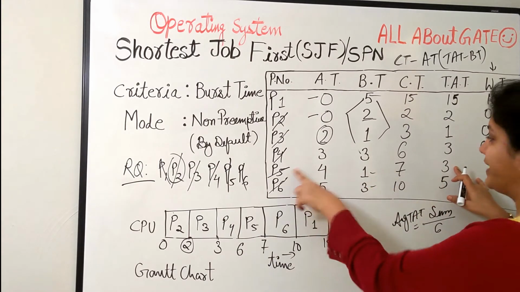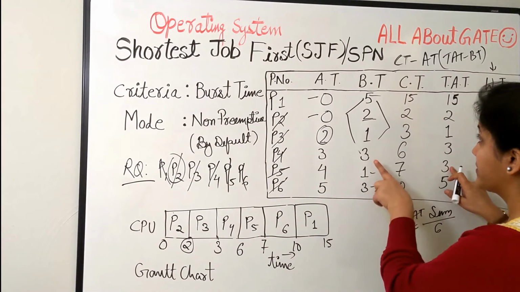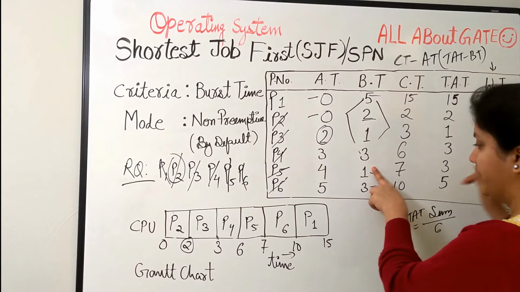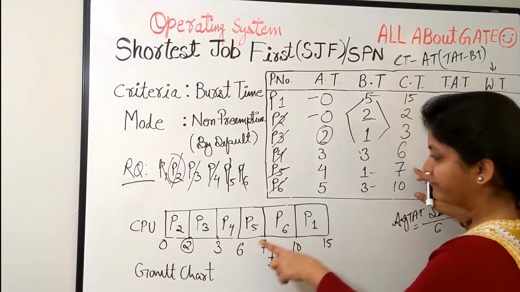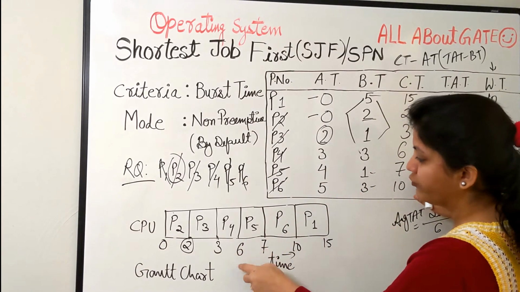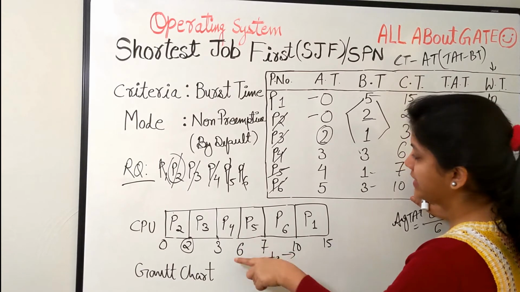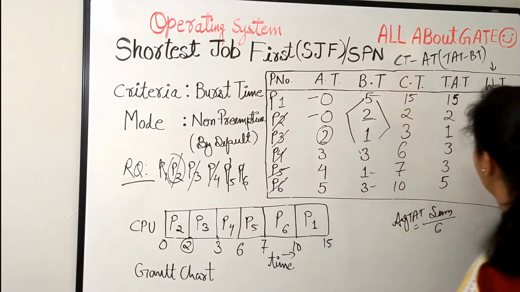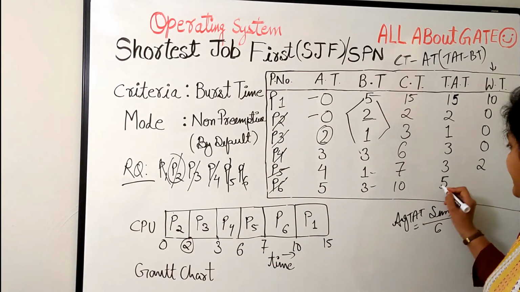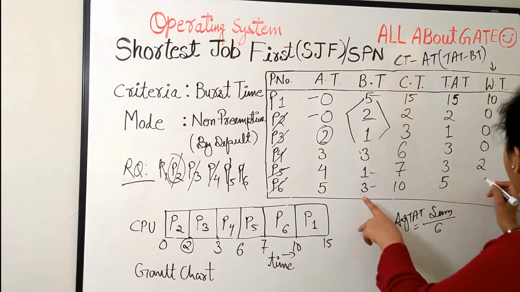Now next process 5, 3 minus 1, so that is 2, alright? Process 5 came at time 4, but it got scheduled at time 6, so 6 minus 4 makes 2 waiting time, alright? Next is 4 minus 3, that is 2.